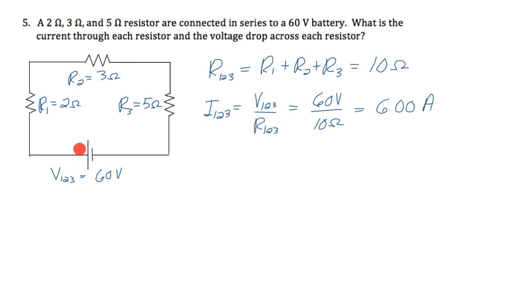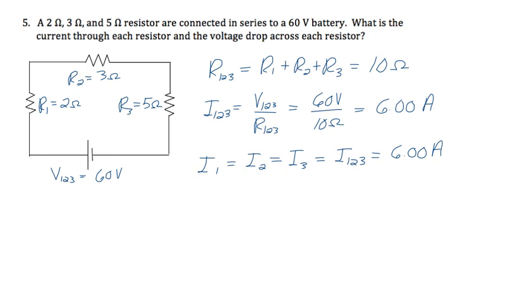Because if that's how much current leaves the power source, the battery, then that's how much current has to go through this resistor, that's how much current has to go through that resistor, and that's how much current has to go through the third resistor. So in series, if I know the total current that leaves the battery, then I also know I1, I2, and I3. They all equal I123, and we just calculated that as 6 amps.